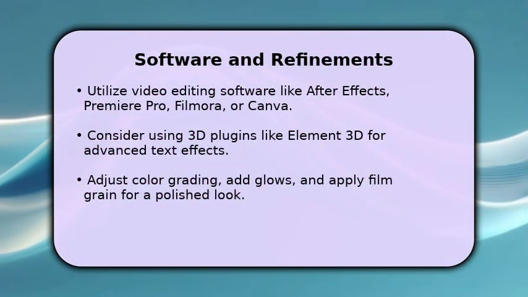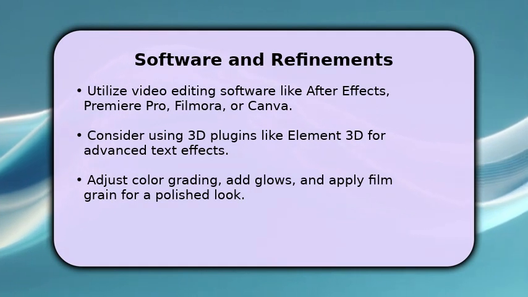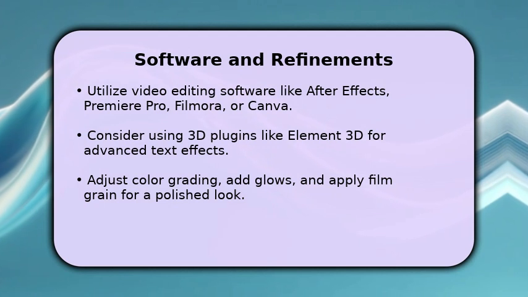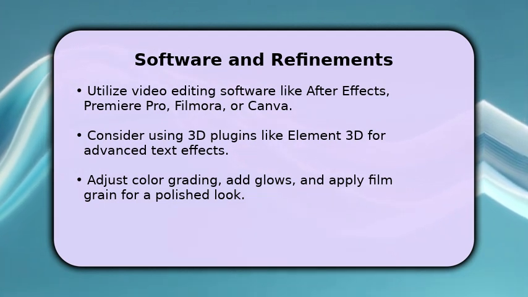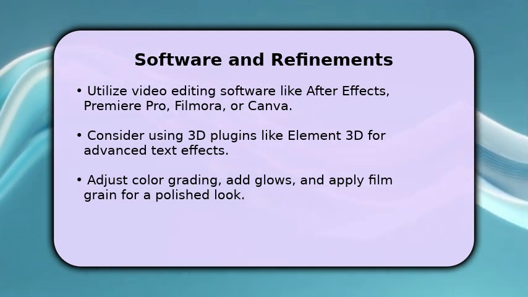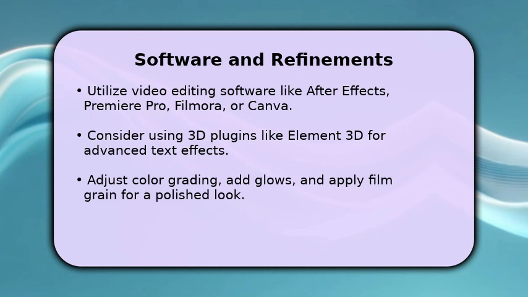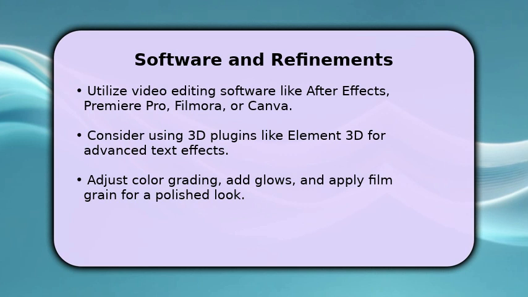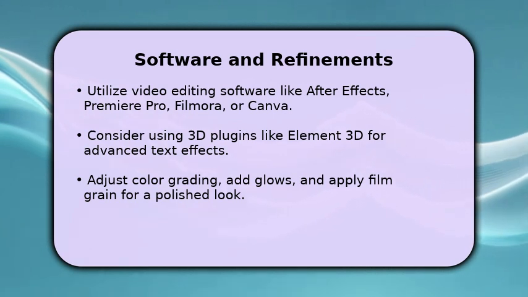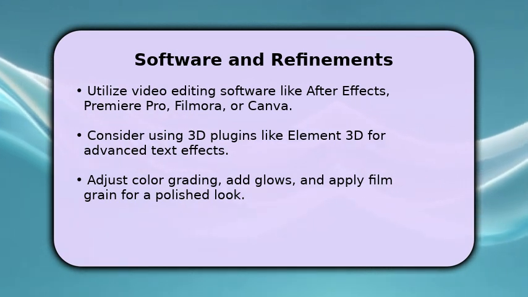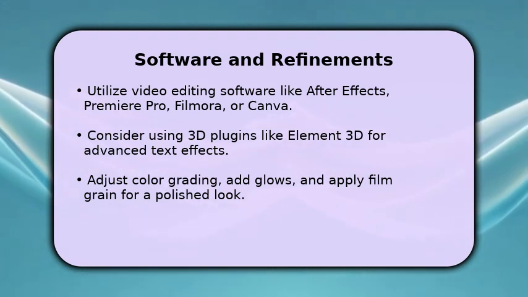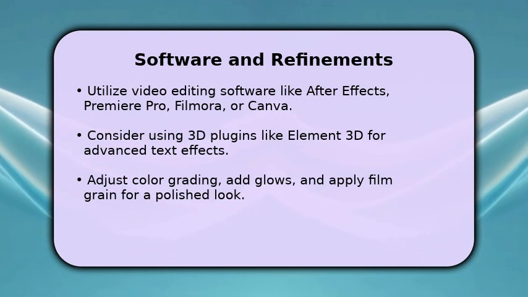For software, popular choices include After Effects, Premiere Pro, Filmora, or even Canva for simpler versions. For advanced three-dimensional text effects, consider plugins like Element 3D. To refine your intro, adjust color grading, add subtle glows, and apply a touch of film grain for a truly cinematic finish. Always export your final creation in a high resolution, like 4K, to ensure it looks crisp and professional on any screen.